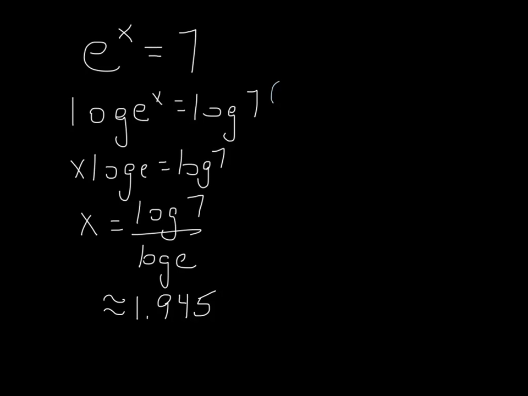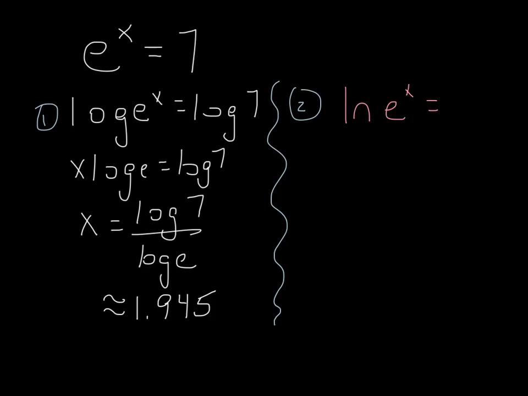Now here I want to show you an alternative. So this is method 1, this is method 2. We've got e to the x equals 7. Instead of using the common log, if we use the natural log, take the ln of both sides. Notice what we have here. We've got the ln of e to the x, which we know is just equal to x. We get x equals ln of 7. And if you put that in your calculator, you will get 1.945. Same answer, a little bit less work.